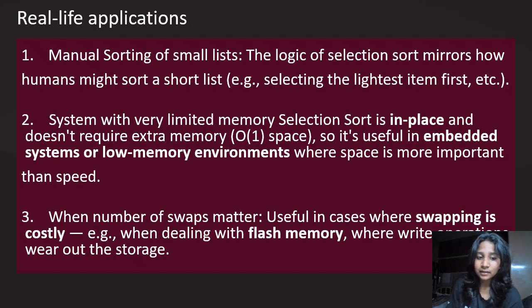And the third application would be when the number of swaps matters. Sometimes swapping becomes costly. When we're dealing with flash memory and all of that, swapping becomes really costly. So in that case, we use selection sort since it doesn't have a lot of swapping. It has one swap per pass, that's it. When compared to quick sort or other sorting techniques, there are multiple swaps, so that's costlier.